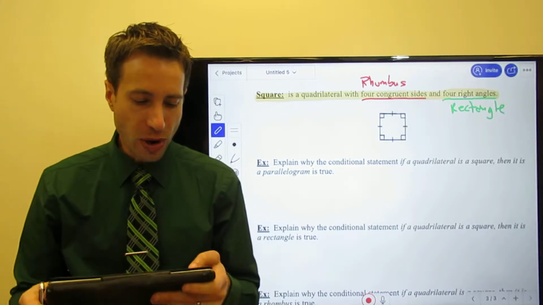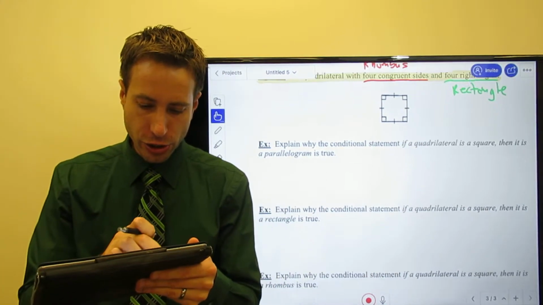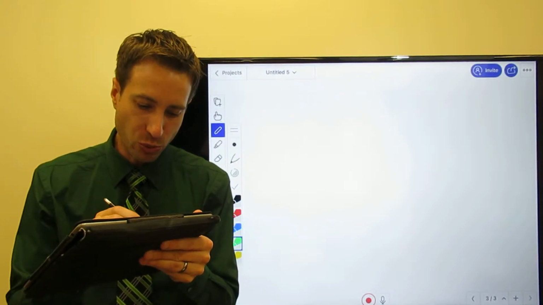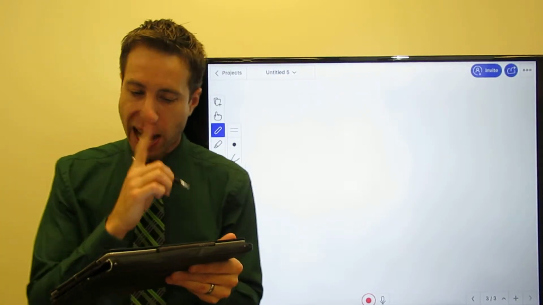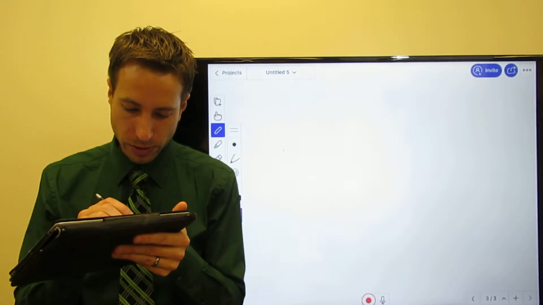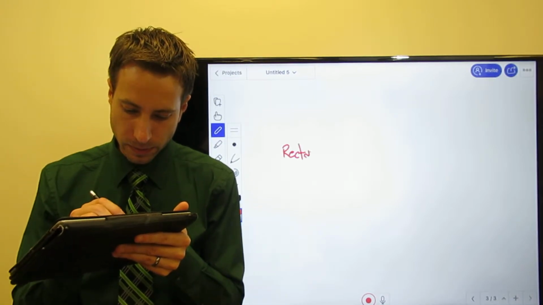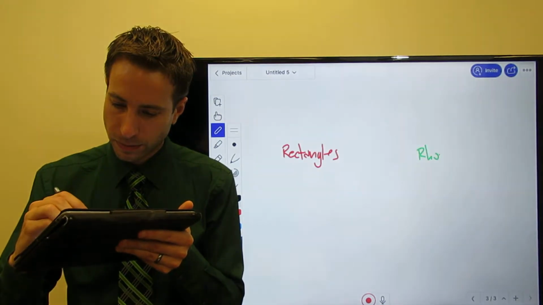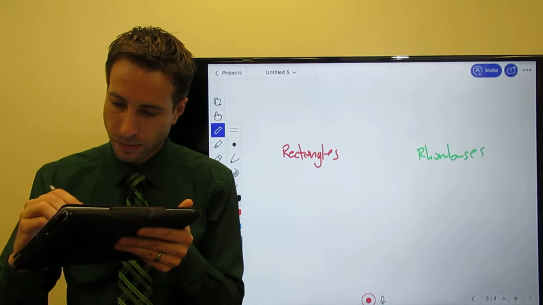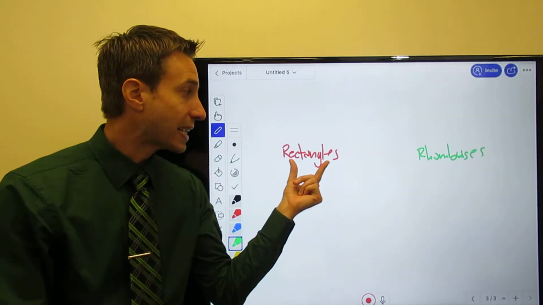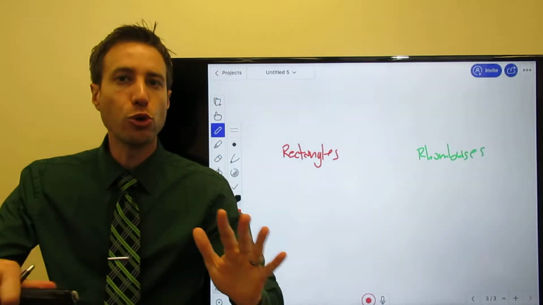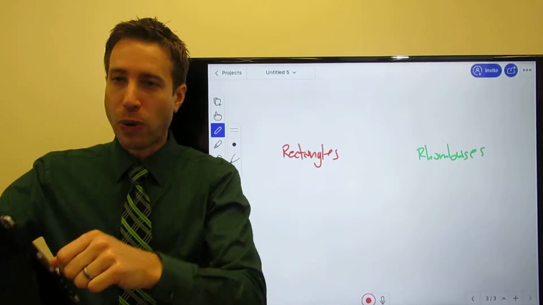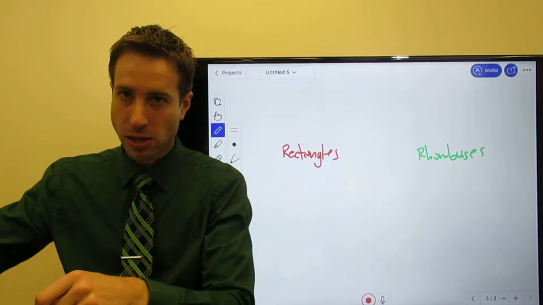So let me draw you a quick diagram here just to show you what's going on with squares. This is really, really interesting. We talked about rectangles and we talked about rhombuses. Now, a rectangle and a rhombus are two different figures, all right? A rectangle is not a rhombus and a rhombus is not a rectangle, right?